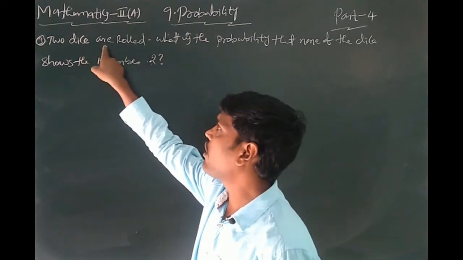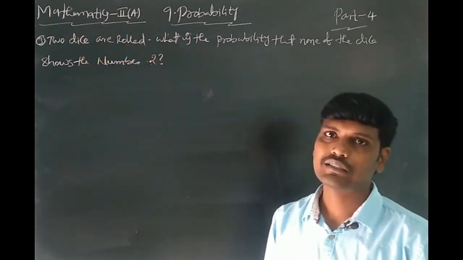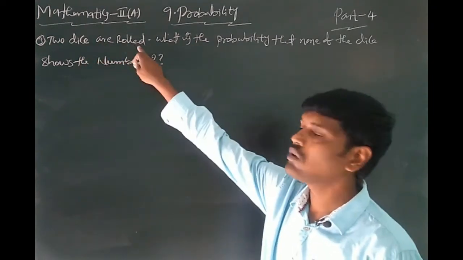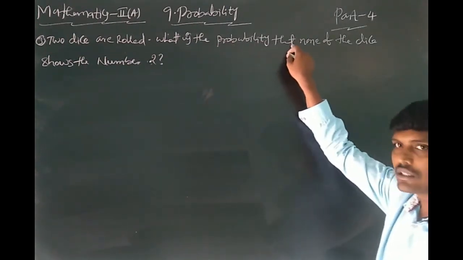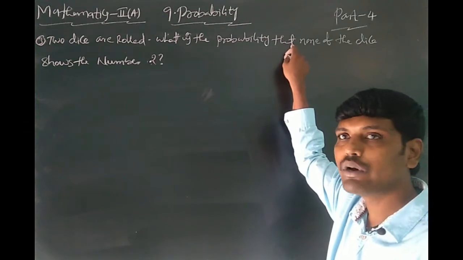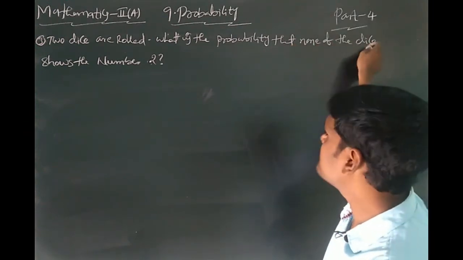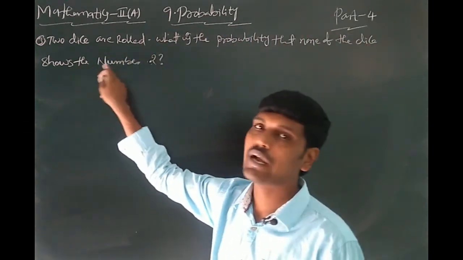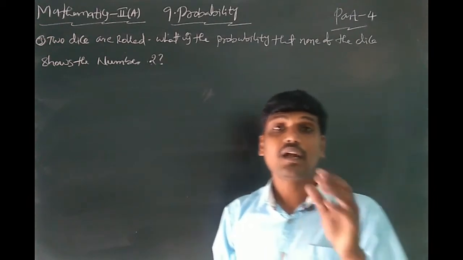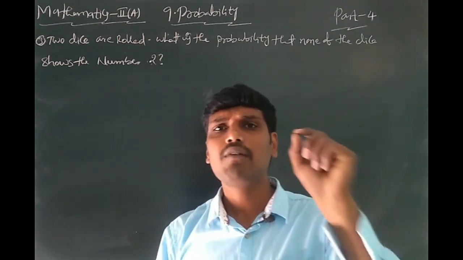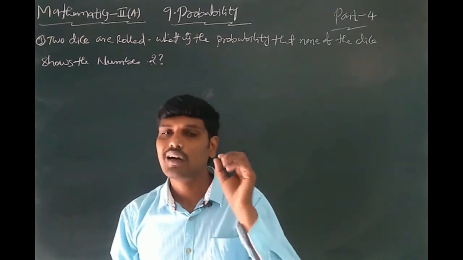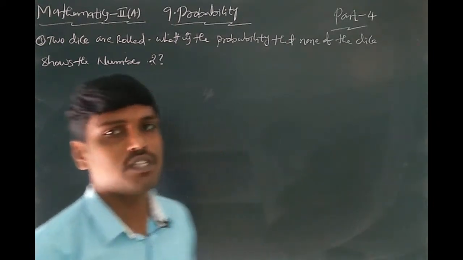Two dice are rolled or thrown. What is the probability that none of the dice shows the number 2? First, read the problem perfectly. You can understand it easily and solve this problem.